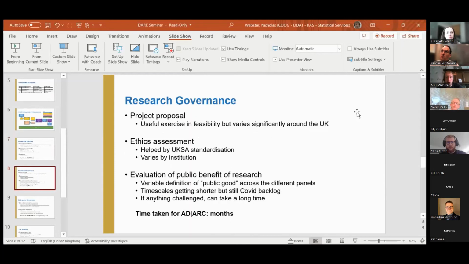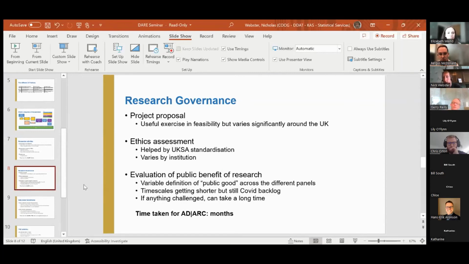Research governance. So I think Lily mentioned project governance under the DEA, but a lot of the TREs also have additional governance processes. So generally they all have a sort of project proposal phase, which is a really useful exercise in checking the feasibility of a project, but varies quite significantly throughout the UK. Ethics assessment, again, helped massively by UKSA standardization efforts, but there are a number of different ethics obligations on various different academic institutions, and it is still a bit of a checkered picture.